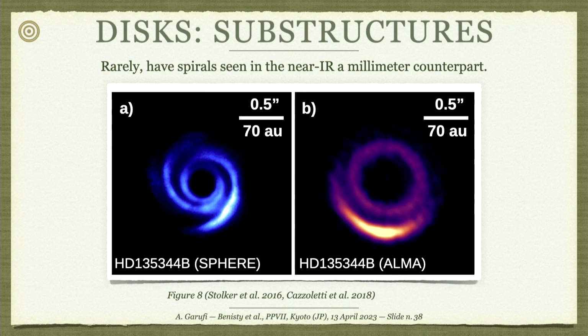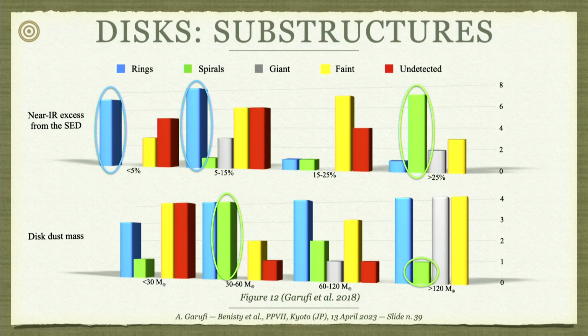So another example of why it's important to actually combine ALMA observation with our near infrared images. And I want to stress it's important also to keep in mind that for spirals, there is this trend here. Here I'm just guiding your eyes with these bubbles. If you put the spiral disks in a distribution of near infrared excess from the spectral energy distribution, you can clearly see a distinction between the disk with rings and the disk with spirals.